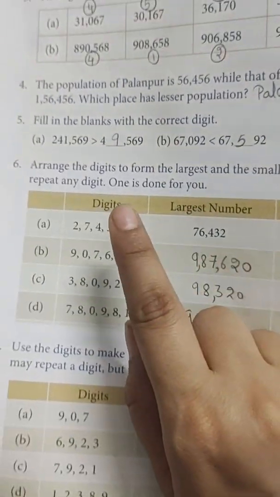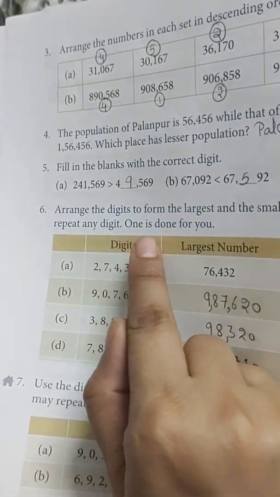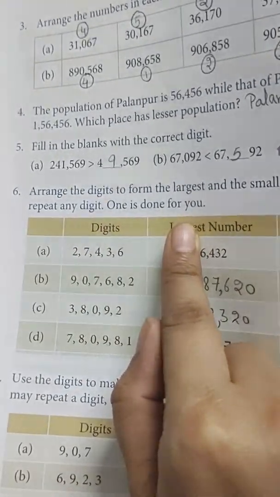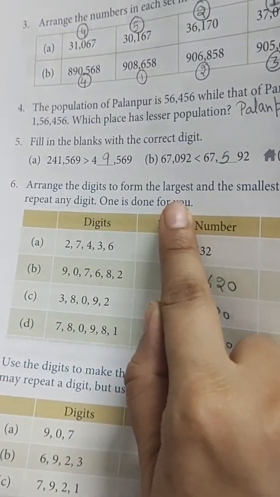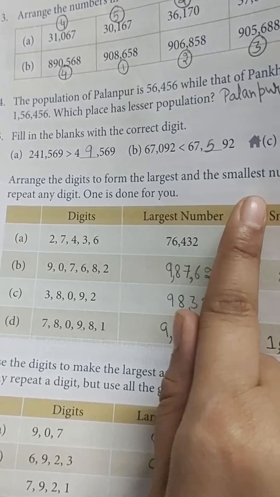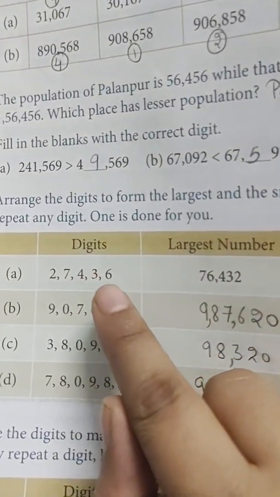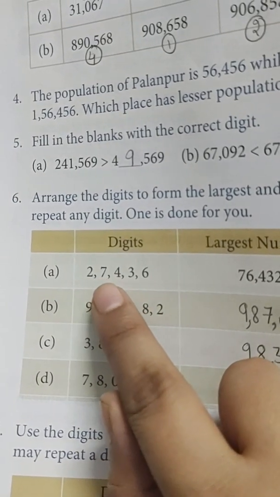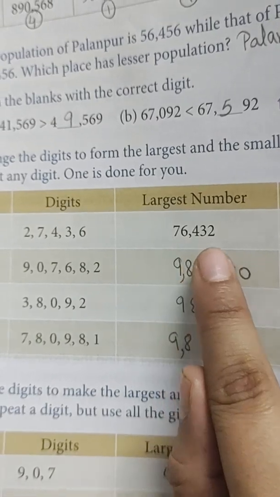Now we arrange the digits to form the largest and the smallest numbers. Do not repeat any digit, one is done for you. So you cannot repeat the digit, you have to make 5-digit largest and smallest numbers. Sorry, there are no numbers given, just the digits you have to use, and you cannot repeat them. For the largest, you first find the largest digit. 7 is the largest digit, then 6, then 4, then 3, then 2. So 7, 6, 4, 3, 2.